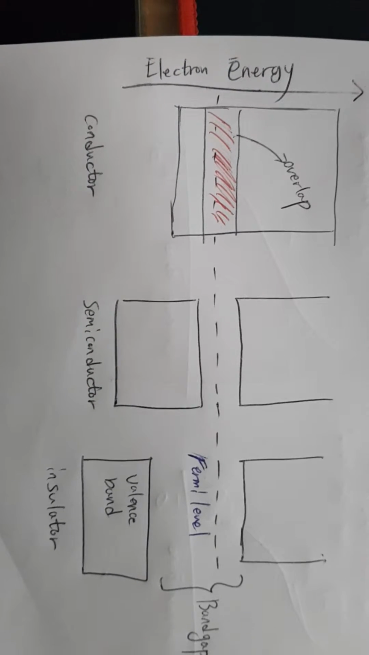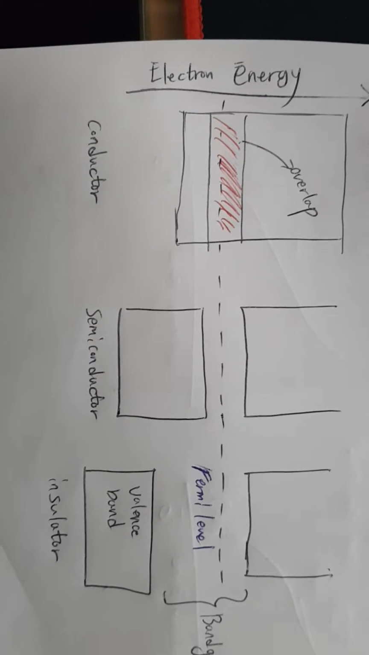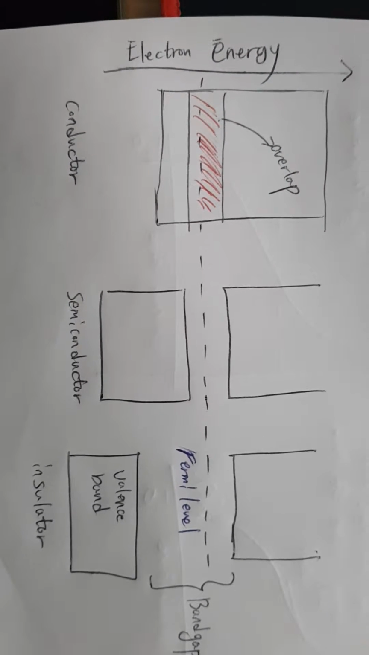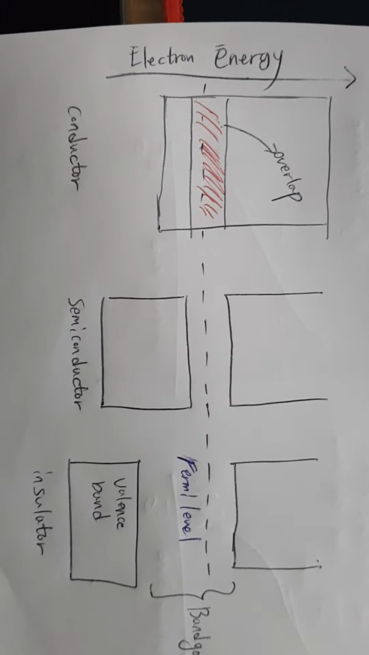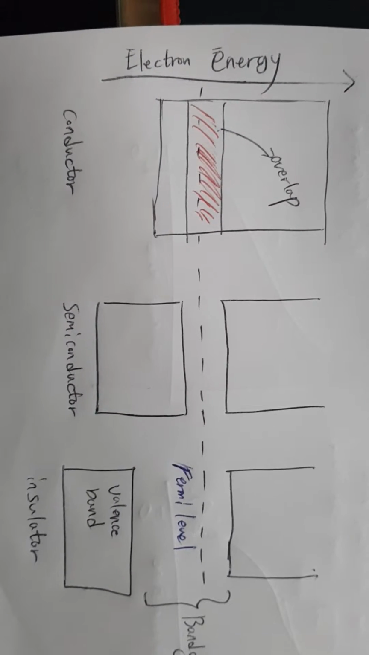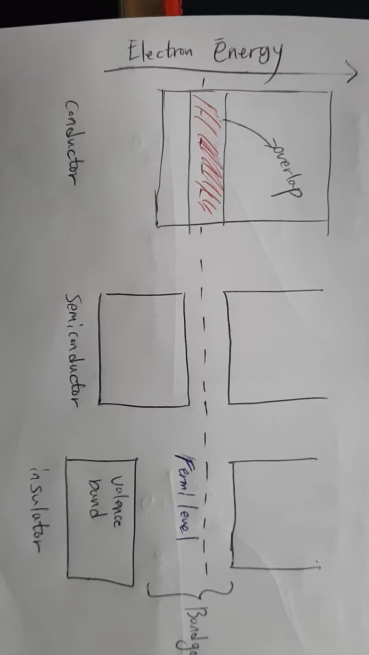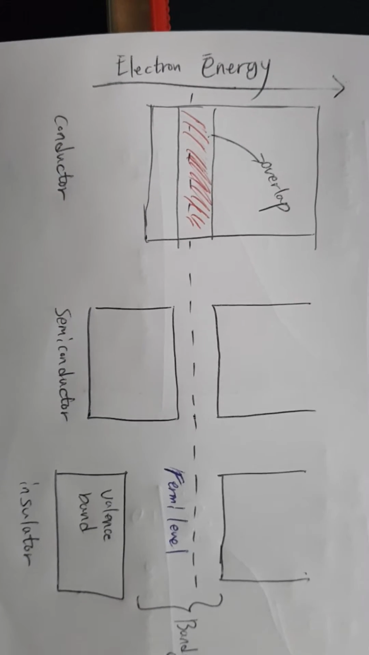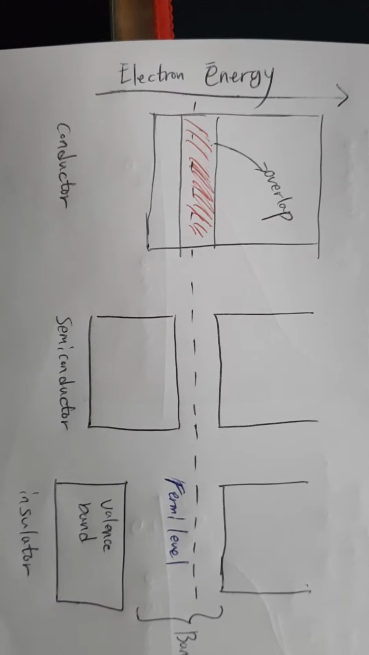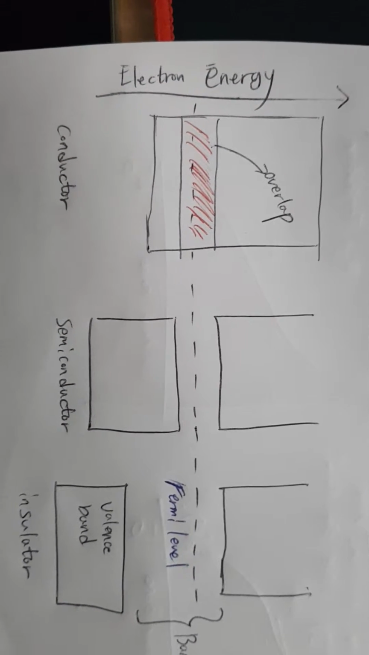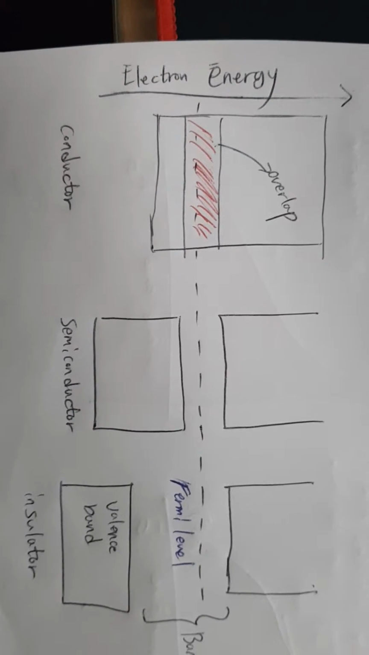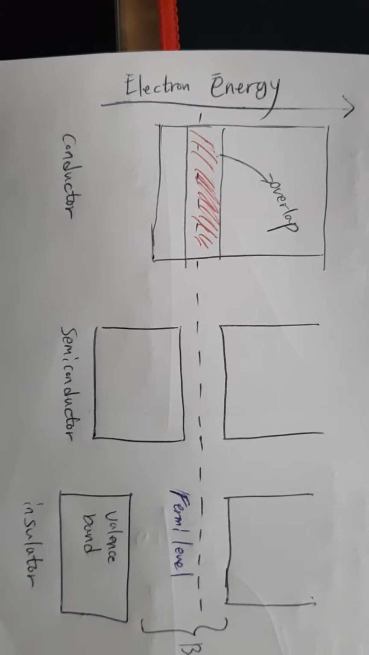The difference between conductors, insulators, and semiconductors can be shown by how large their band gap is. If there is overlap between the conduction and valence band, it is called a conductor, like picture A. If there is more energy between the valence and conduction band, it is called a semiconductor, like picture B. If there is a large difference in energy between the two bands, it is called an insulator, like picture C.